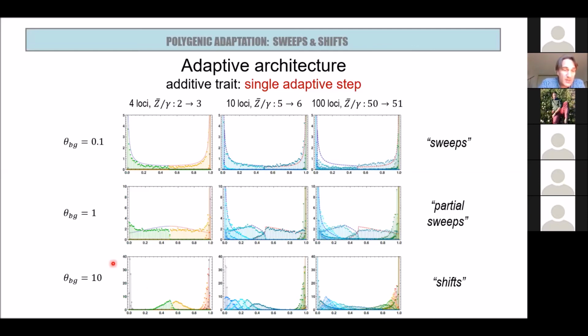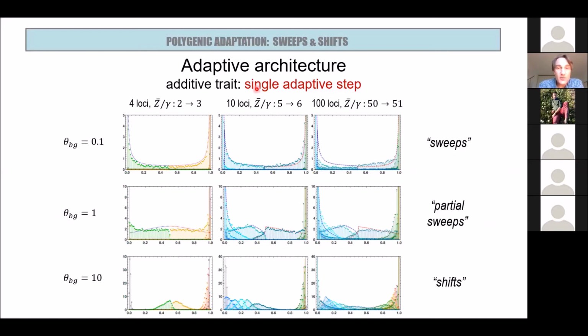On the other hand, for theta background at 10, we always have a lot in the middle, like here, or here, or here. And so this is more like a shift-like pattern. It gets even more shifty if we go to theta background 100. But the main point here is that we always have a lot of loci that collectively contribute to the adaptation and only have smaller allele frequency changes. And then, of course, at theta background equals 1, we have something sort of intermediate, which I usually call partial sweeps.